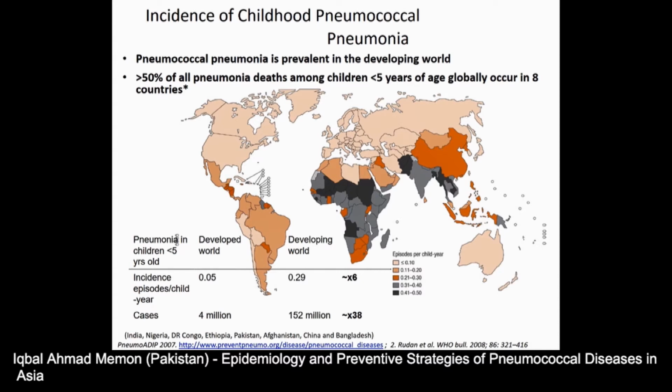And of course, when you look at this map, it reminds you that this is more prevalent in developing countries, and more than half of these deaths are occurring in children globally in 8 countries. And those 8 countries you can see are labeled quite clearly in this particular depiction.